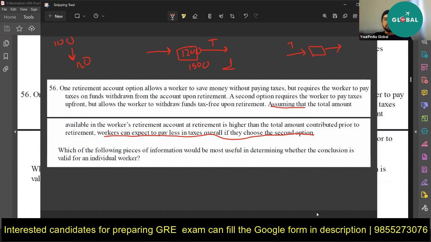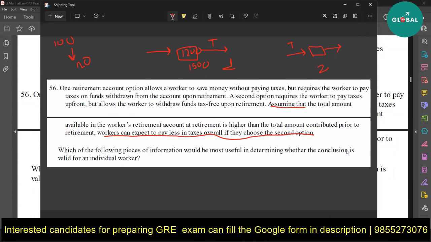Which of the following pieces of information would be most useful in determining whether the conclusion is valid for an individual worker? So you have to think about whether the conclusion is valid. Do you see any assumption? I can clearly see one assumption. On the basis of this analysis, you can think the second option is better. But there is one assumption which the author is assuming.